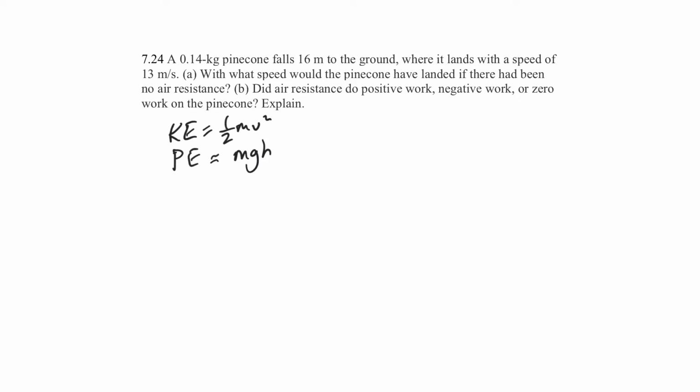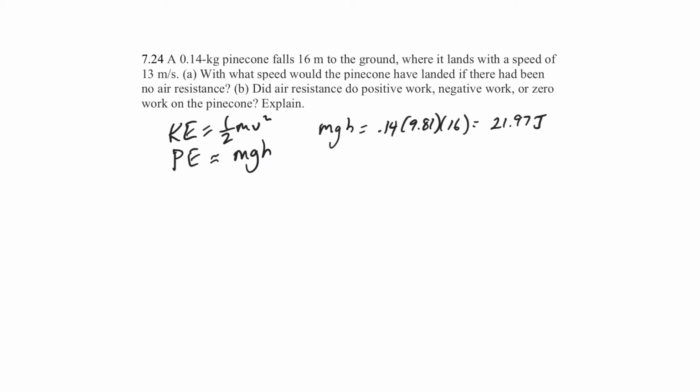Well, we know that mgh is going to be mass, 0.14, times 9.81, times the height of 16, which gives me 21.97 joules. So that's the potential energy. And the potential energy and the kinetic energy have to be the same. The kinetic energy is the energy due to its speed that's falling from that height. So whatever energy it had stored in the potential is what it has as it's showing itself.